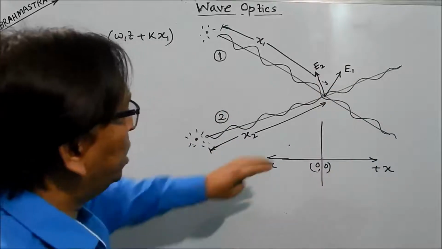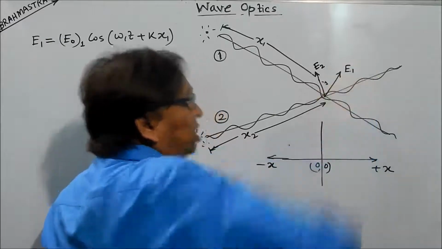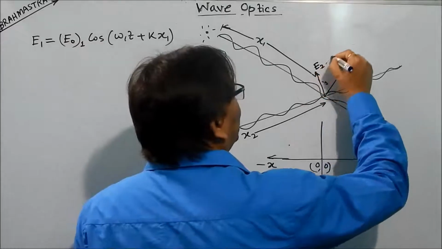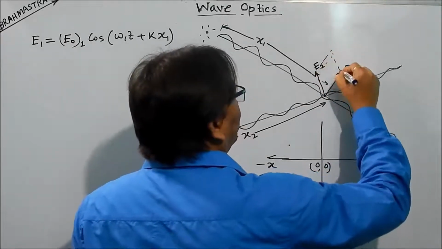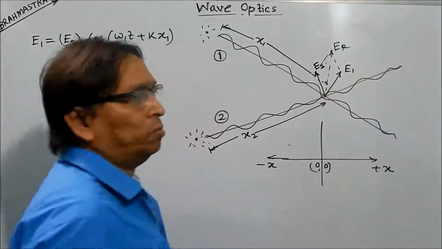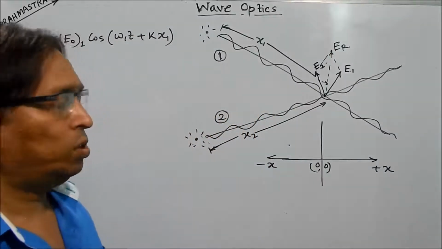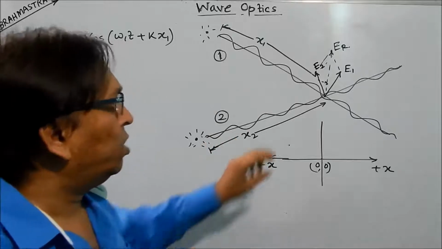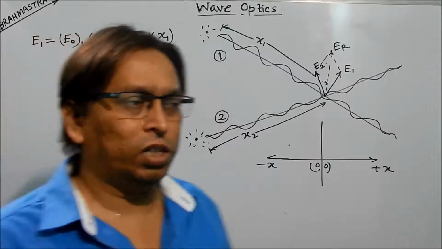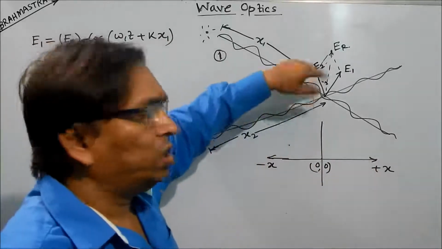Now E1 and E2 will certainly make some angle, but E1 and E2 are actually oscillating with very high frequency. If we want to take the vector sum of these two electric field components, this will be the resultant. But it is not possible to take the vector sum of E1 and E2. Why is this not possible? There are two reasons. Number one, they are oscillating with very high frequencies. The frequency of visible light is 10 to the power 14 Hz, so that much high.